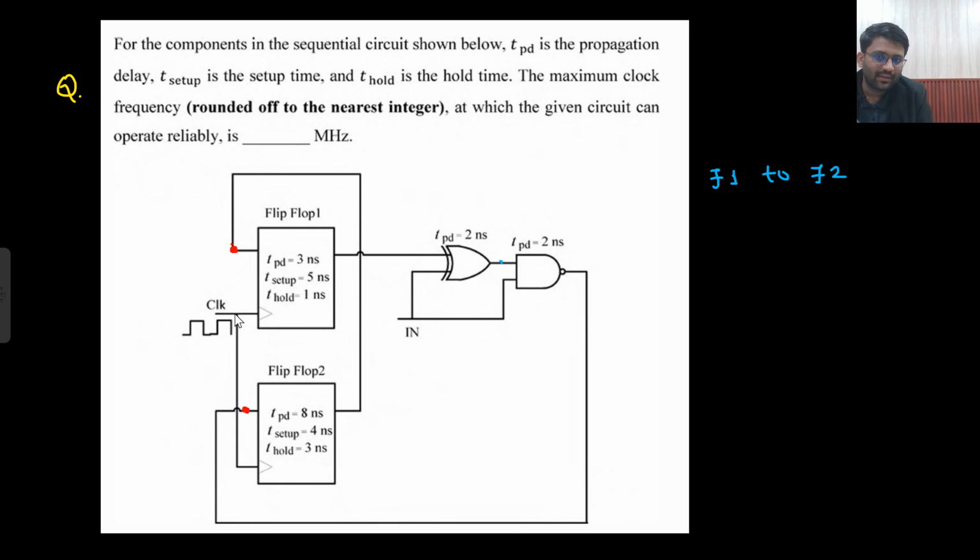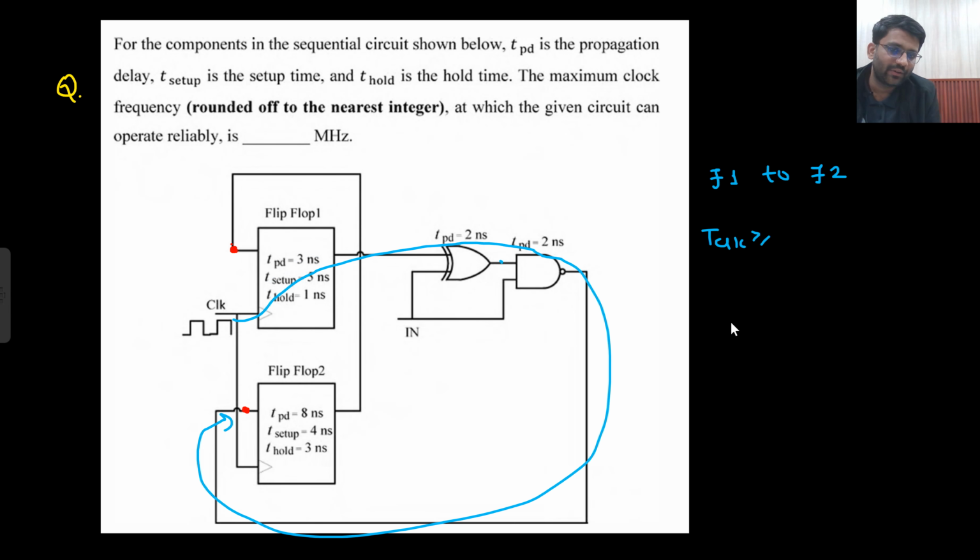So starting from here, first delay of 3 nanosecond. I don't care about the setup time right now, only delay. 3 nanosecond, then delay of 2 nanosecond, then delay of 2 nanosecond. So this input has become stable after 3 plus 2 plus 2 nanosecond. So T clock should be greater than or equal to, starting from here, 3 nanosecond plus 2 nanosecond plus 2 nanosecond. So this input is stable at 3 plus 2 plus 2 nanosecond.